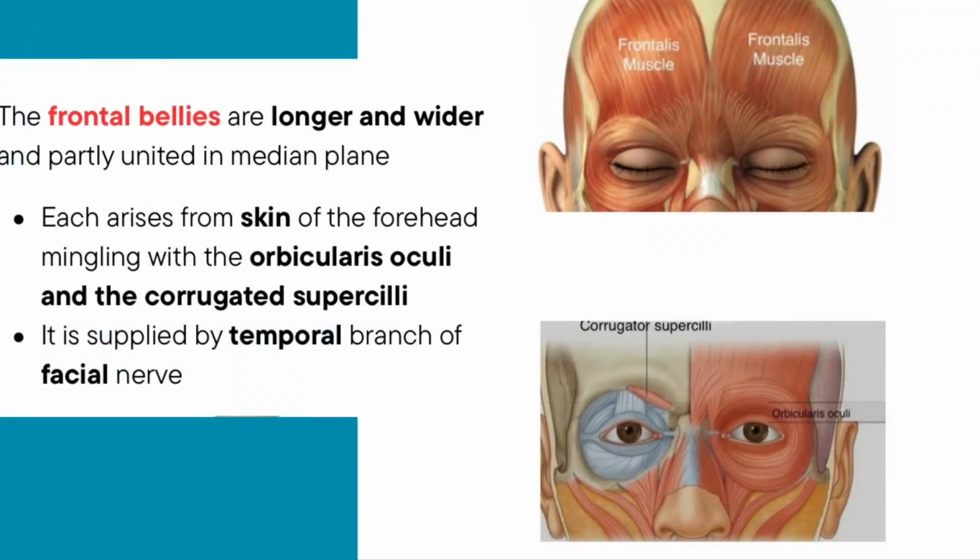The frontal bellies are longer and wider and partly united in median plane. Each arises from skin of forehead mingling with orbicularis oculi and the corrugator supercilii as shown in the picture. It is supplied by temporal branch of facial nerve.